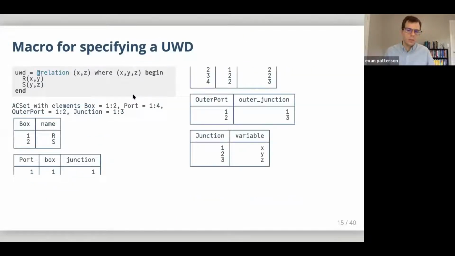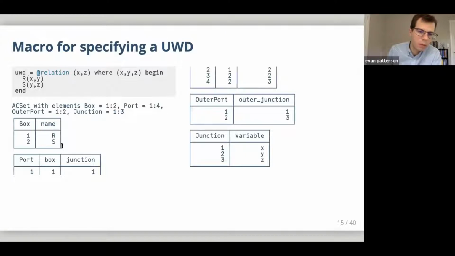Okay, and so this is how the data is stored in CatLab. First of all, to specify this combinatorial data directly would be rather tedious, and so we provide some utilities to make it easier to input an undirected wiring diagram. One of those is this relation macro, where you basically can write down the diagram in a sort of relational syntax. Here this is a very simple diagram with two boxes that corresponds to just composition in sequence.